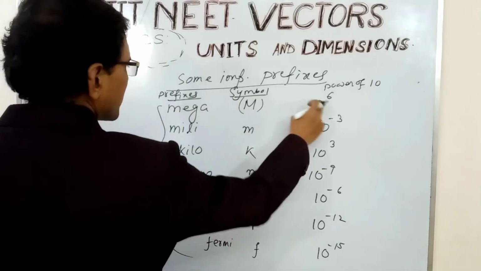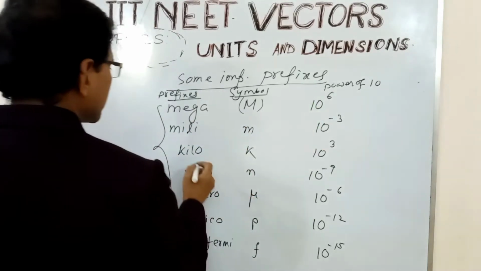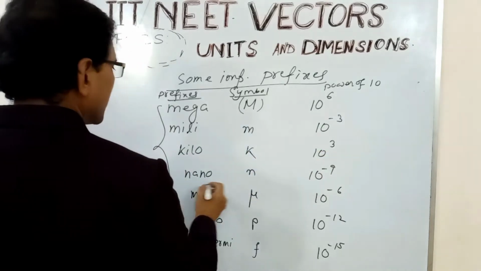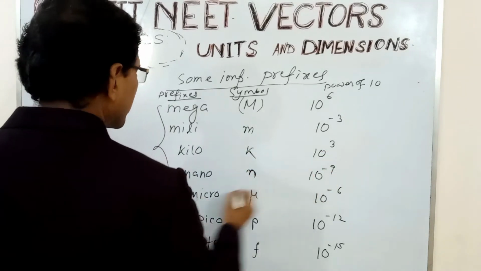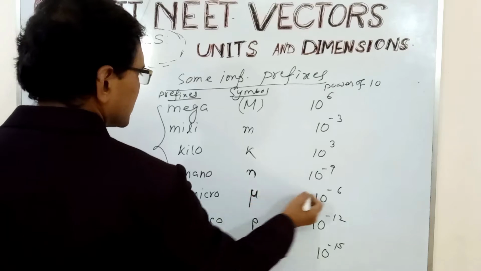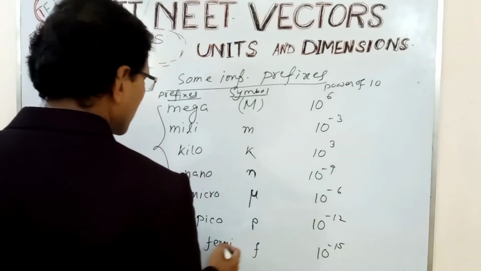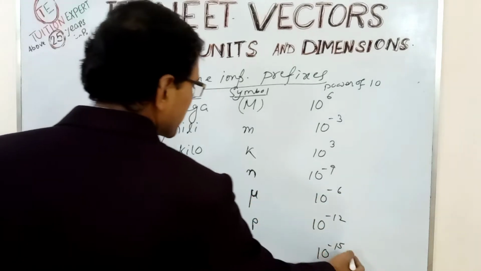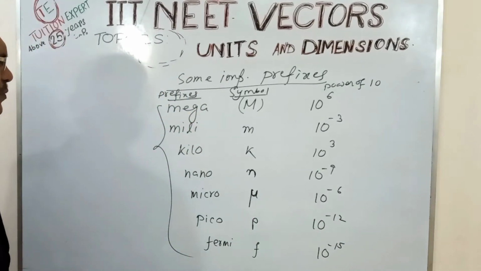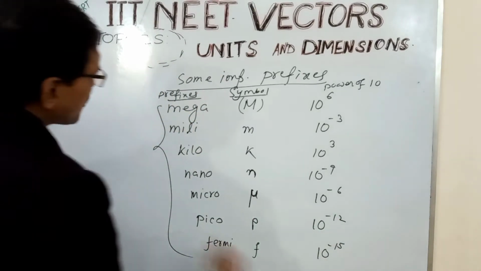Mega, capital M, 10 to the power 6. Milli, small m, 10 to the power minus 3. Kilo, k, 10 cubed. Nano, small n, 10 to the power minus 9. Micro, mu, 10 to the power minus 6. Pico, small p, 10 to the power minus 12. Fermi, small f, 10 to the power minus 15. So these are the important prefixes generally used in problems of physics.